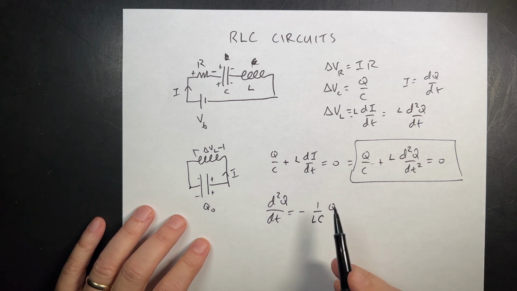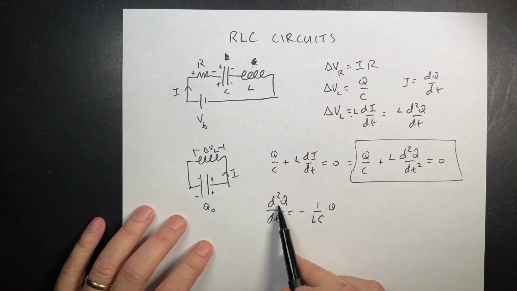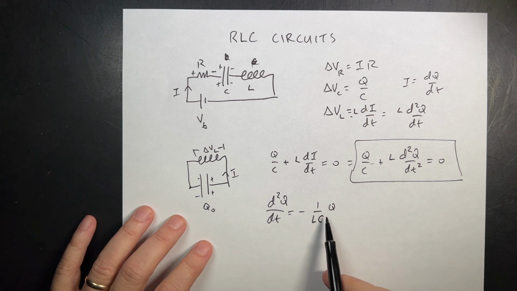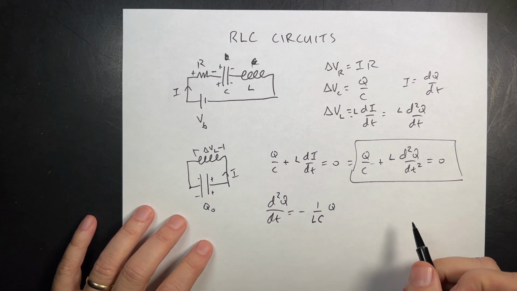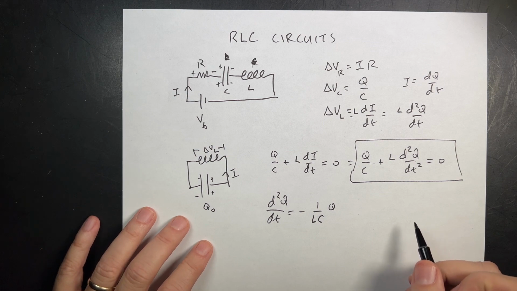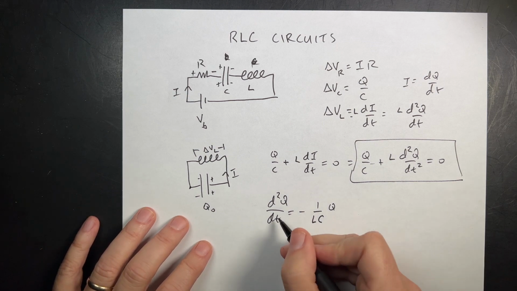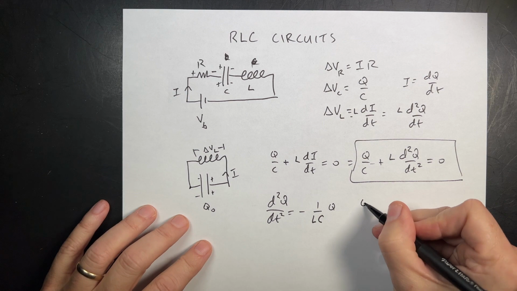So this says, what function do I take the derivative of twice and get the same thing back, right? That's what that says. Well, we could guess a solution there. I'm going to guess.